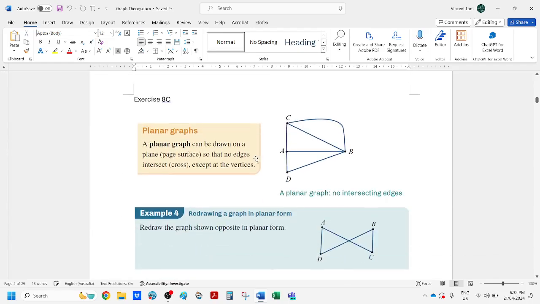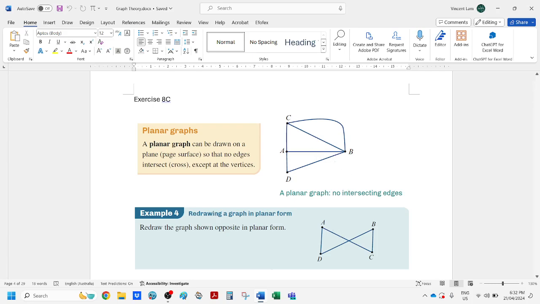Hello again. Alright, well, we're working on exercise 8C today. So, exercise C is mainly about planar graphs. Now, a planar graph, as you can see by the definition on the screen, is a graph that can be drawn on a plane, so just on your page, so that no edges intersect except at the vertices. So, this one here is a planar graph. You see, none of the edges cross over.